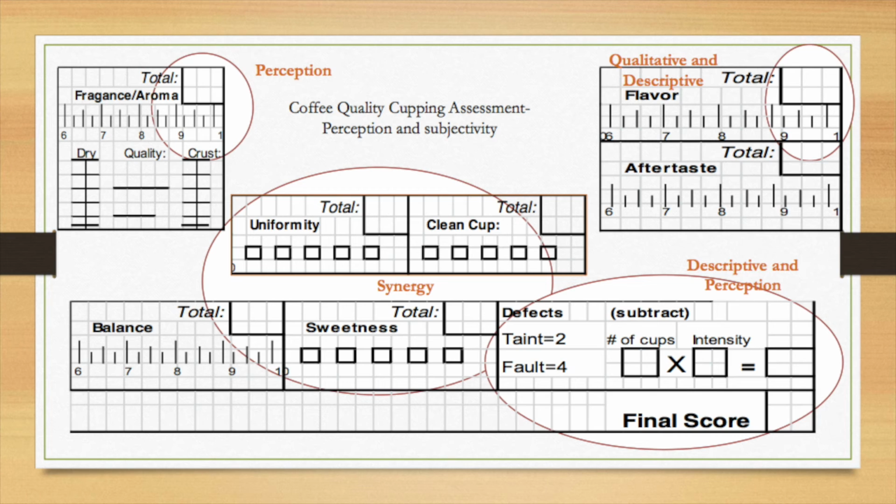And it's also the same for a quantitative kind of analysis of this. If you are not aware of what the fault or the taint is, going back to the SCA cupping form, then how are you able to say yes or no you find it? So you could have a scenario where you're finding descriptive terms and you're qualitatively scoring it on your form, but you're not actually able to say, yes, this was a taint, or yes, this was a fault. And you're not able then to describe what the fault was.